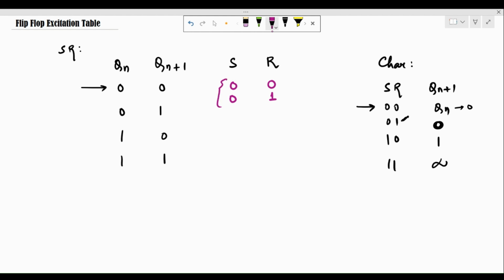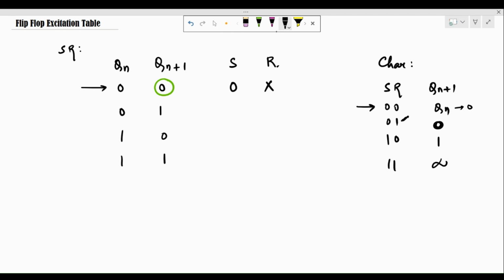So I can combine these two. This means that S has to definitely be 0 and R may be 0 or 1. So I don't care what R is. If S is going to be 0, even if R is 0 or it is 1, my next state is going to be 0. Therefore, I can write this as 0, don't care. So I'm going to excite my flip flop using 0, don't care, so that the present state is 0 and the next state is also 0.